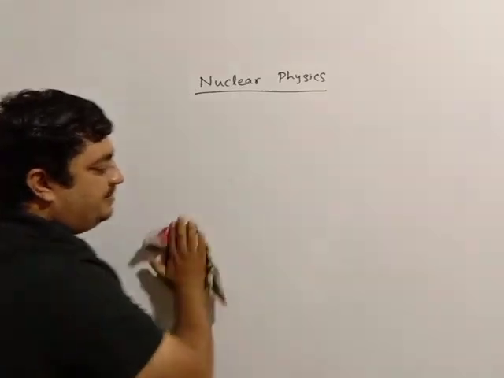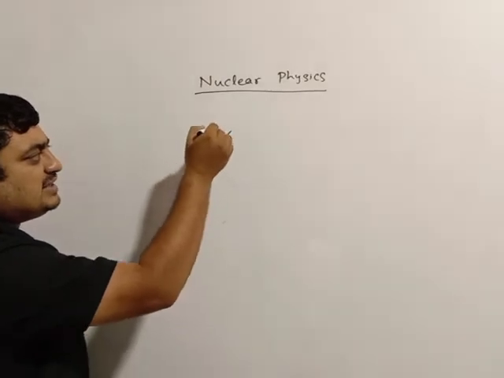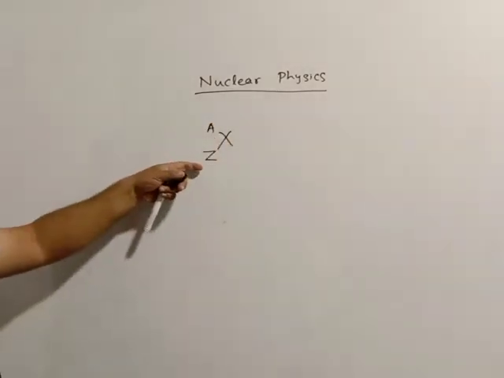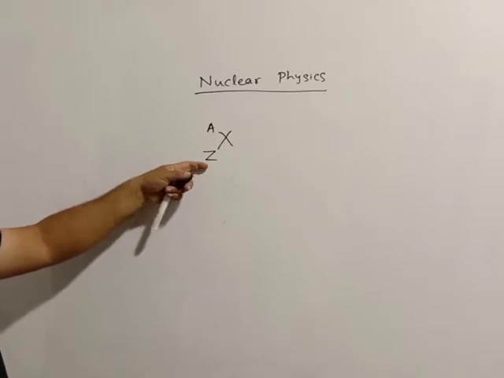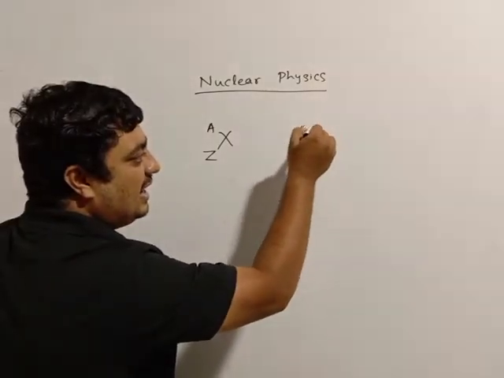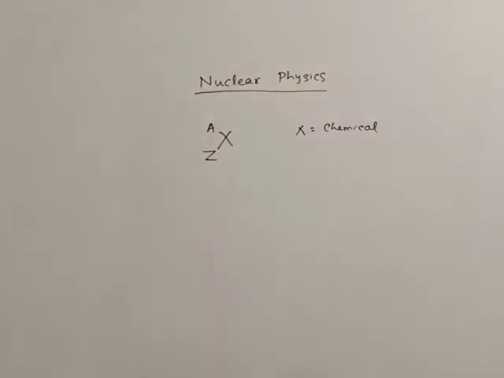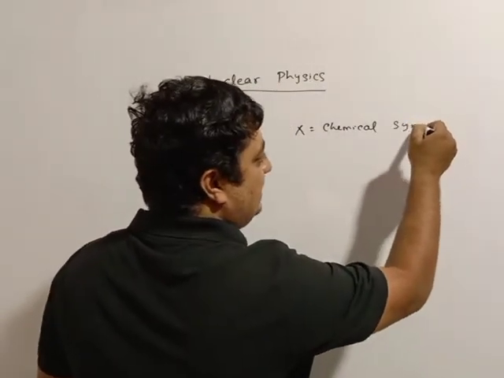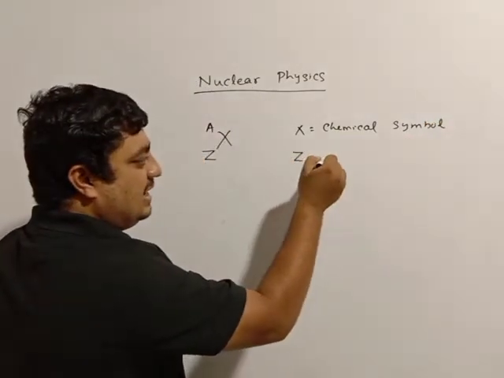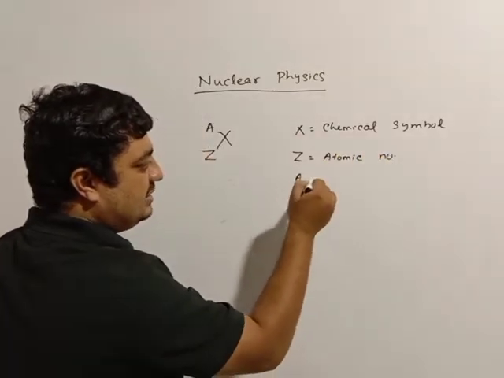Then nuclide. A nuclide is a specific nucleus characterized by its atomic number Z and mass number A. Here X is the chemical symbol, Z is the atomic number, and A is the mass number.